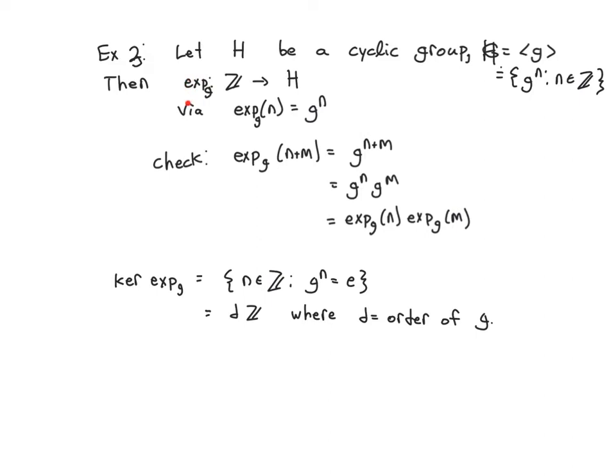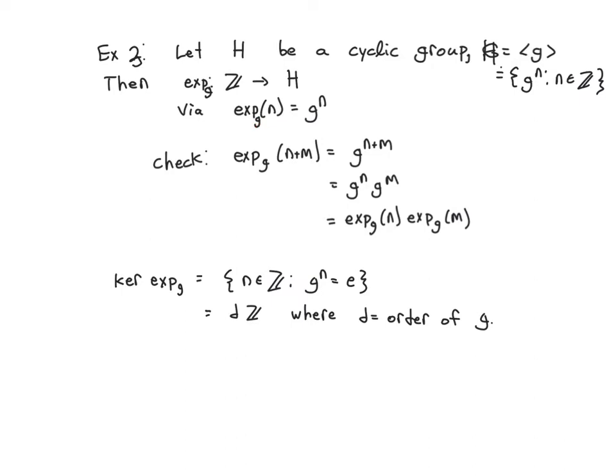Well, you can define an exponential map from the integers to H. What do we do with the integer n? We send it to G to the n. So that's why I'm using this notation, because it's exponentiation base G.